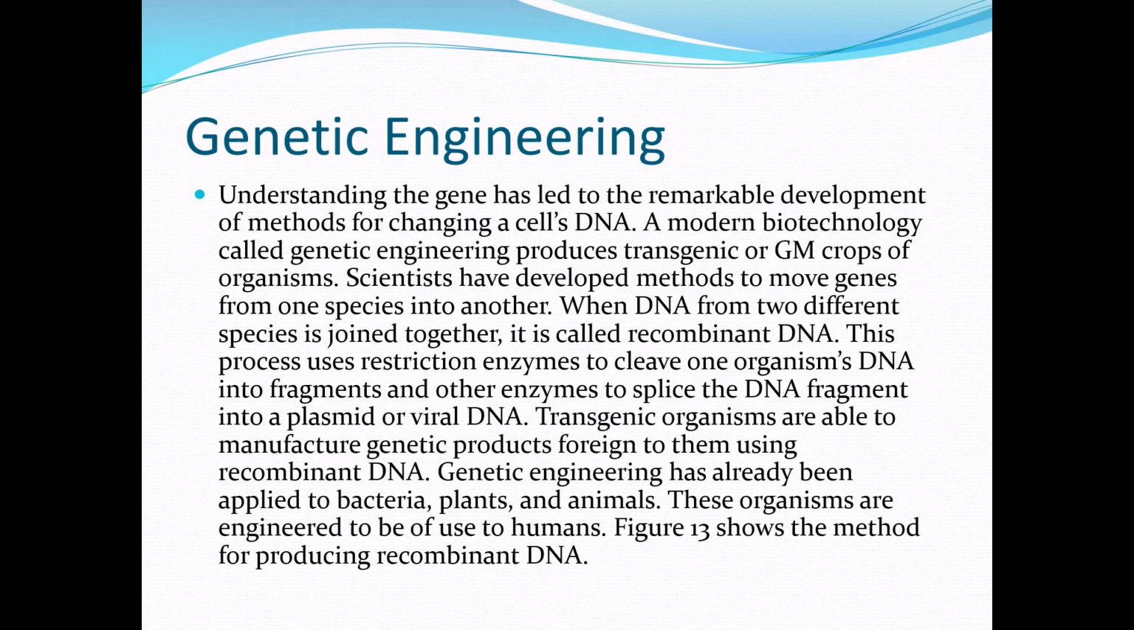Recombinant DNA. This process uses restriction enzymes to cleave one organism's DNA into fragments and other enzymes to splice the DNA fragment into a plasmid or viral DNA. Transgenic organisms are able to manufacture genetic products foreign to them using recombinant DNA. Genetic engineering has already been applied to bacteria, plants, and animals. These organisms are engineered to be of use to humans. Figure 13 shows the method for producing recombinant DNA.